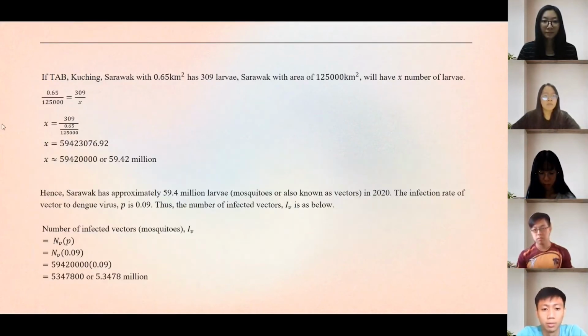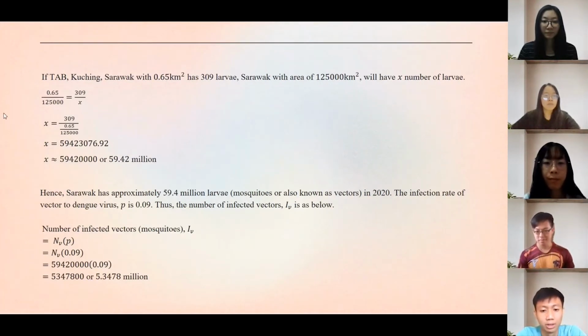Next. So by using the total area we found, we can calculate the number of larvae in the specific area, which is S equals 59.42 million. And hence, Sarawak has approximately 59.4 million larvae, and then we can use it to calculate the number of infected vectors as shown below, and we got 5.3478 million.